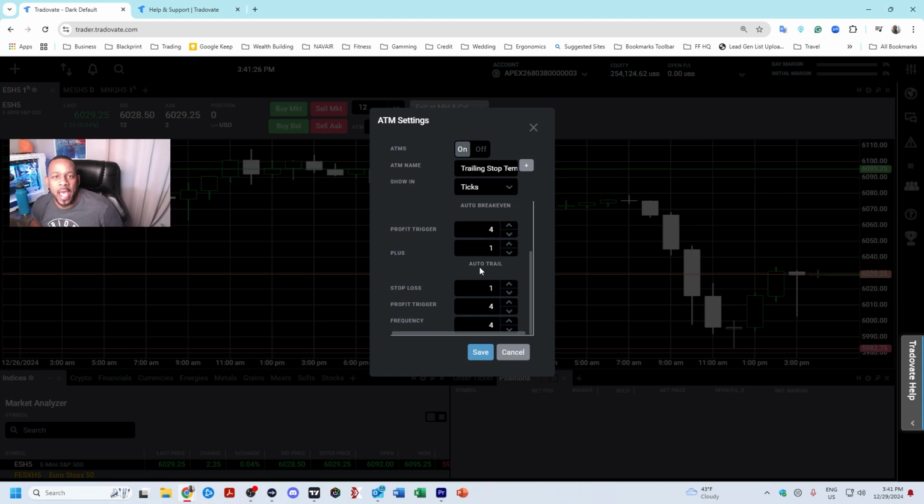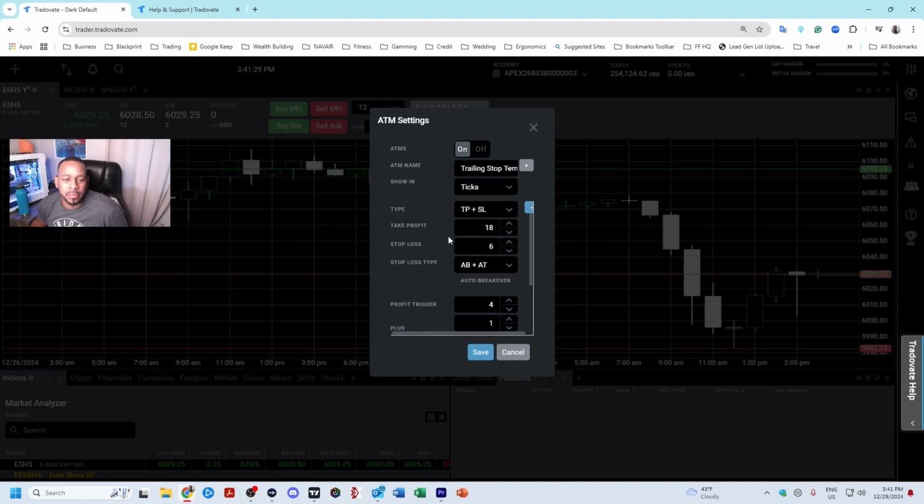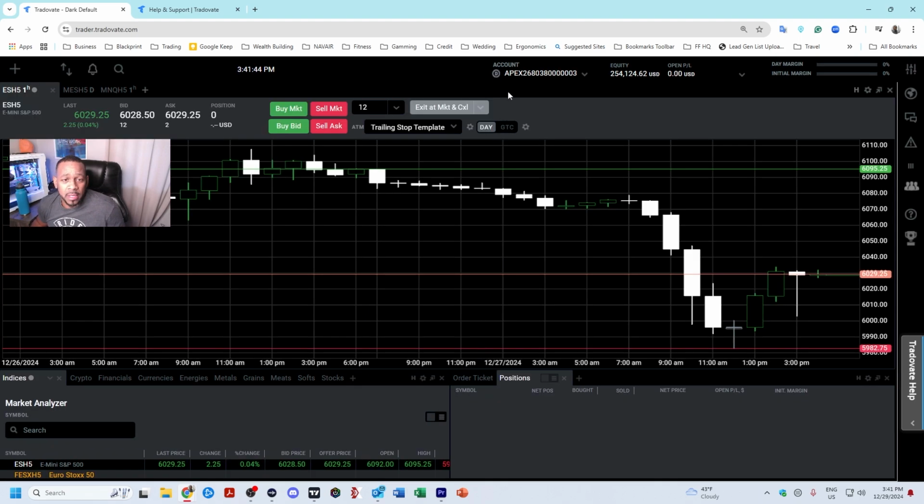So again, right now my stop loss is 6. I want to do a 3-to-1. So minimum, when I enter the market, I look for a 3-to-1. So I'm looking for 18 ticks. So that's on this instrument. So you can go ahead and save that. And then you have your trailing stop template.